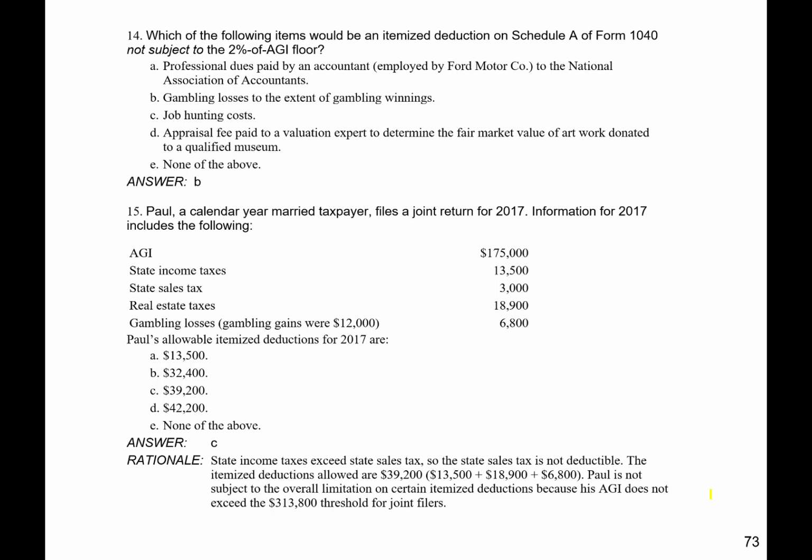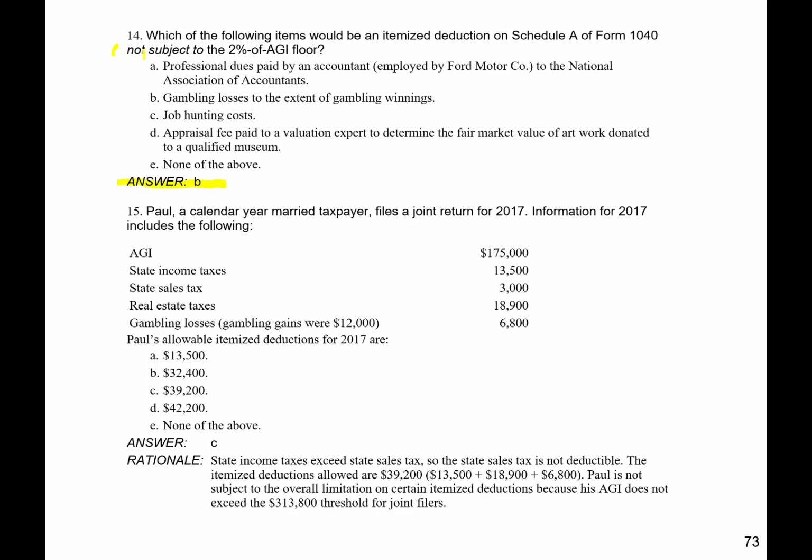Which of the following items would be an itemized deduction on Schedule A for 1040 that are subject to the 2% floor? And we have what? Professional dues paid by an accountant employed by Ford to the National Association of Accountants. That is what? That is dues. That is not limited, right? That's not an amount that's limited. Gambling losses to the extent of gambling winnings. That is what? That is going to be subject to the 2%.